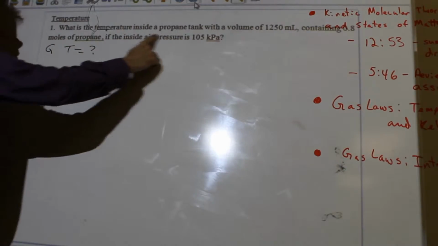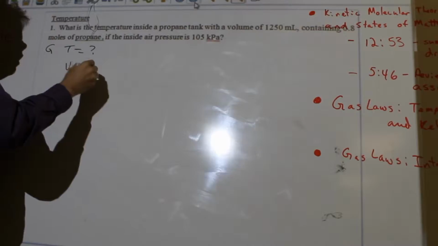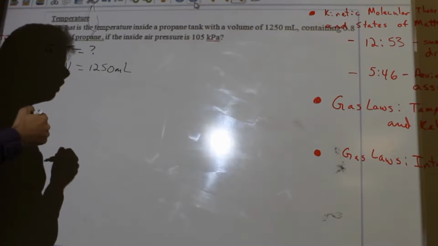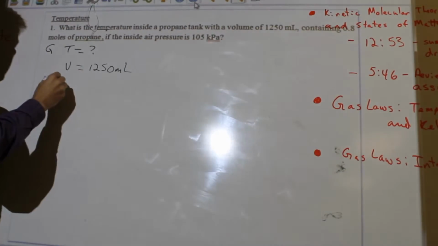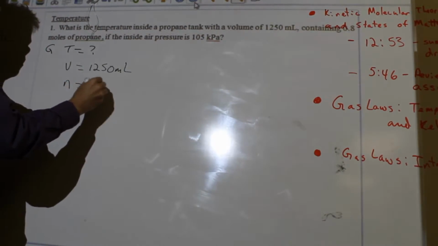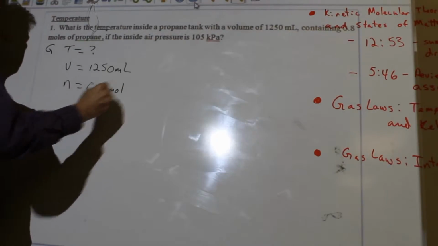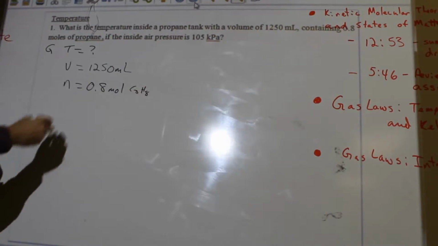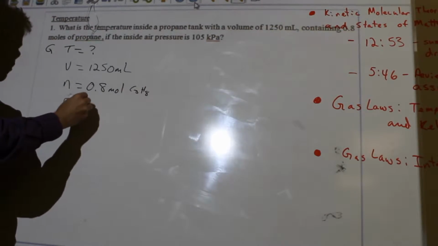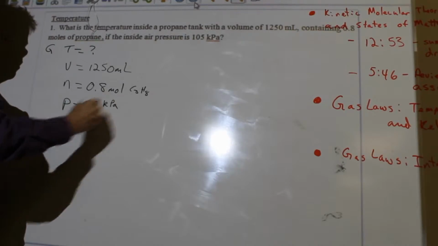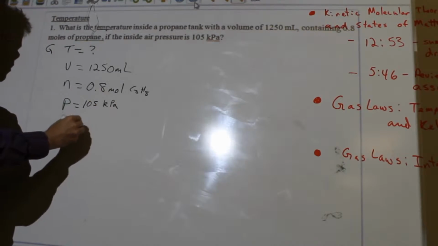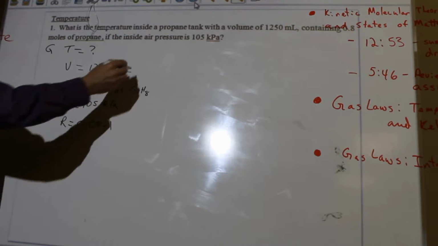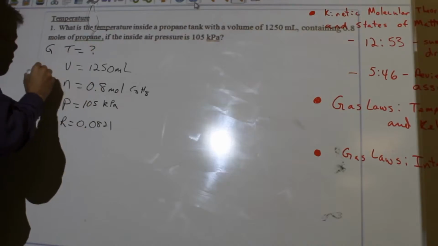Inside a propane tank with a volume of 1,250 milliliters containing 0.8 moles of propane, if the inside air pressure is 105 kPa, it doesn't tell us R, but we know R is 0.0821. That's our unknown, but check our conversions.